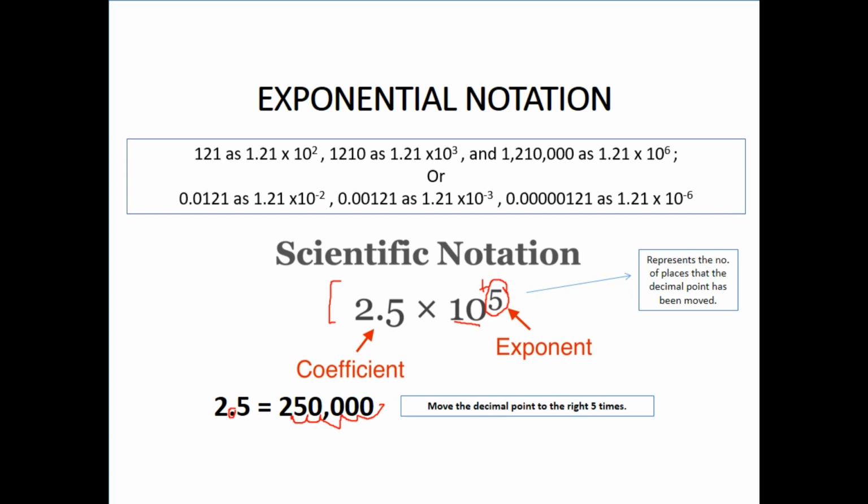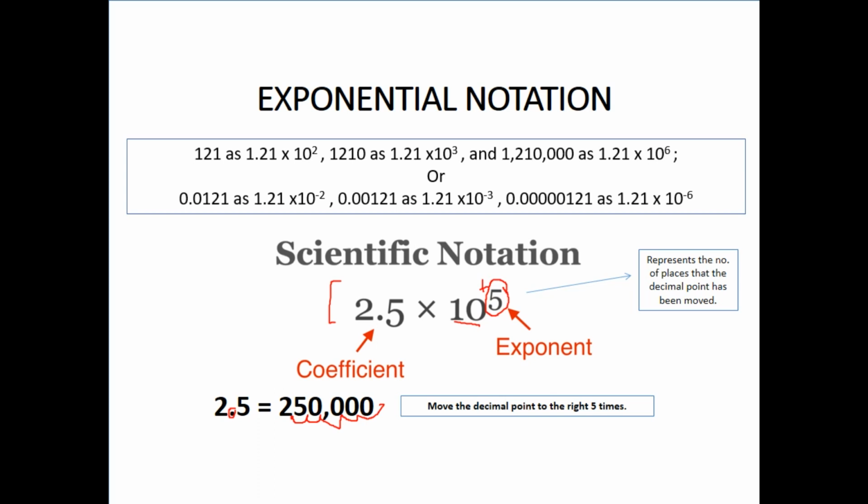Okay, so we will go on with our example. Can you see 121? It can be written as 1.21 times 10 raised to the power of 2 in exponential notation. And also, we will view this example as a scientific notation. If this is your coefficient or the base, we have here times 10 raised to the power of 5. You know already what 10 raised to the power of 5 is. We are going to multiply 10 five times.